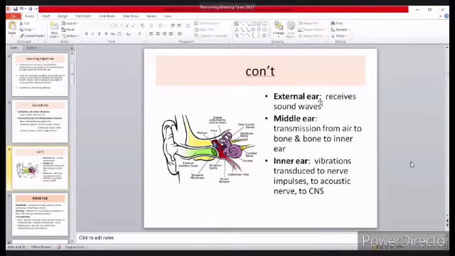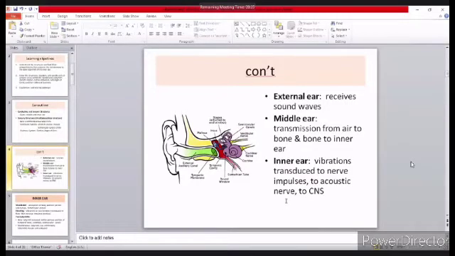And how does that happen? The tympanic membrane is larger than the foot of the incus. So that on its own helps to amplify the sound wave. Just a little reminder. Also, we have the inner ear, where vibrations are transduced to nerve impulses going to the acoustic nerve.